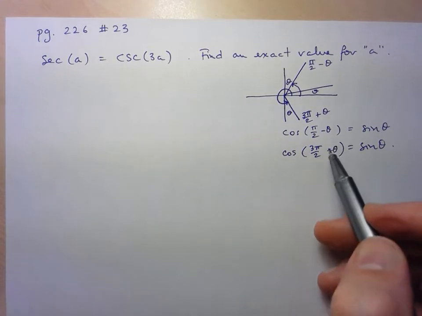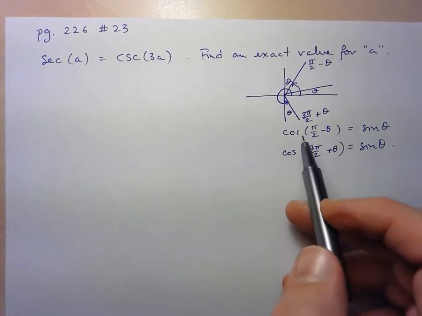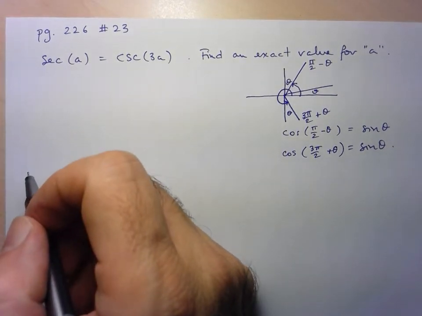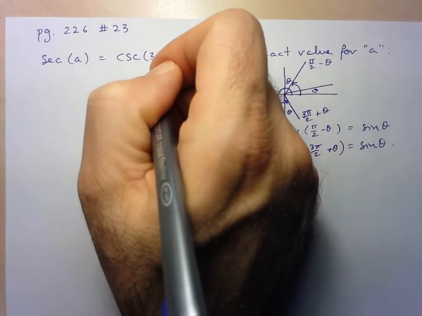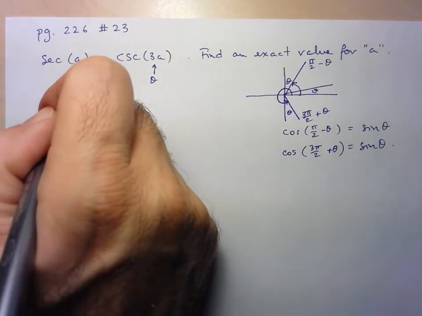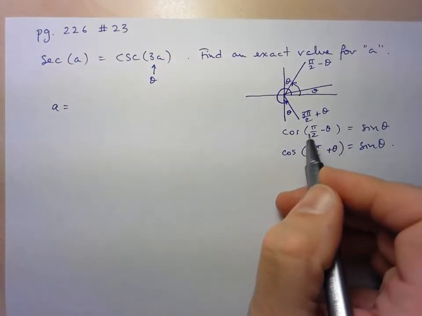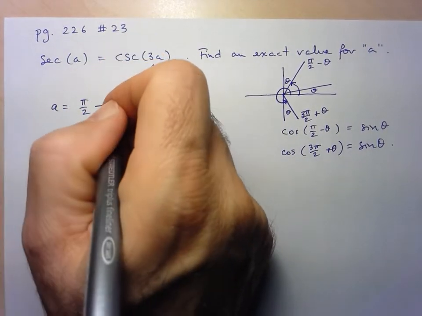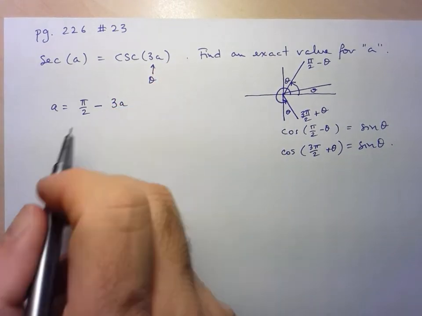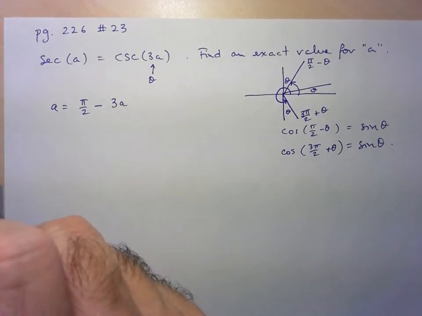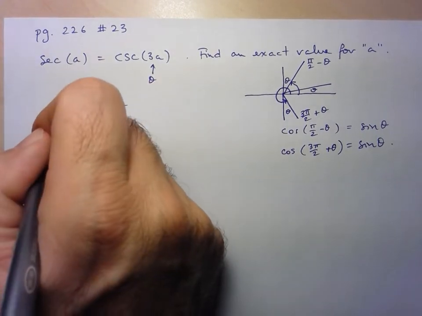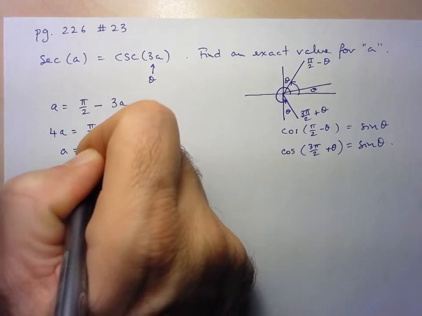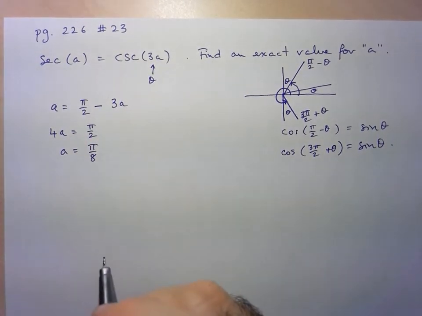These are the two relationships I'm going to use, except instead of cosine equaling sine, it's going to be secant equaling cosecant. So now let's solve this problem. If we think of this as being our theta, that means A has to be equal to pi over 2 minus theta. Here our theta is 3a, and now we've created a nice easy linear equation to solve. Bring the minus 3a to the other side, so we get 4a equals pi over 2. A is equal to pi over 8 when we divide each side by 4.